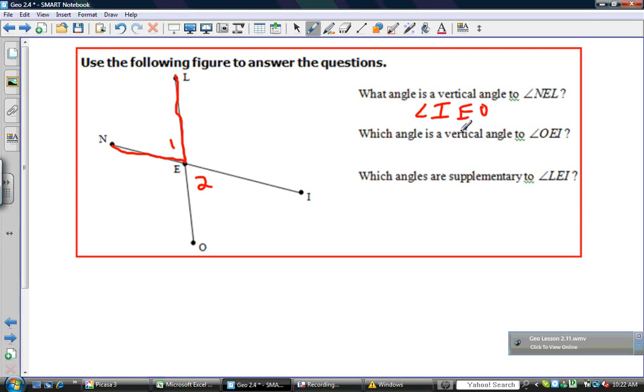This next one says, what is the angle vertical to OEI? OEI, well that's the same thing as IEO. So you could say NEL.